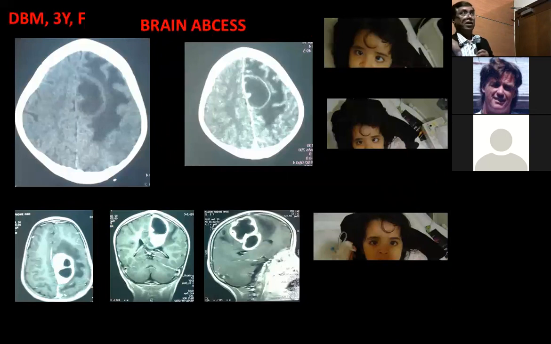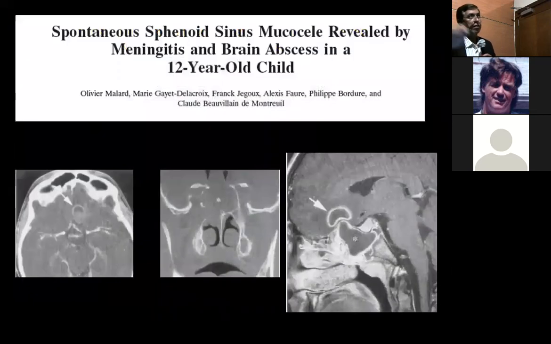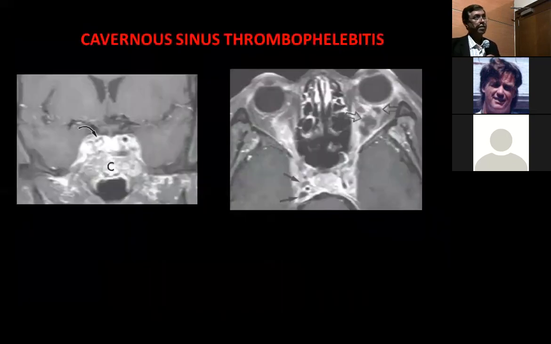Are these cases real? Of course. This is one of mine, a 3-year-old, presenting with this brain abscess. Extradural abscess. A paper with meningitis and a brain abscess. So this is real. This is not fictitious. Cavernous sinus thrombophlebitis is usually fatal. In 80% of cases, they die, simply because you did not think about mucocele.